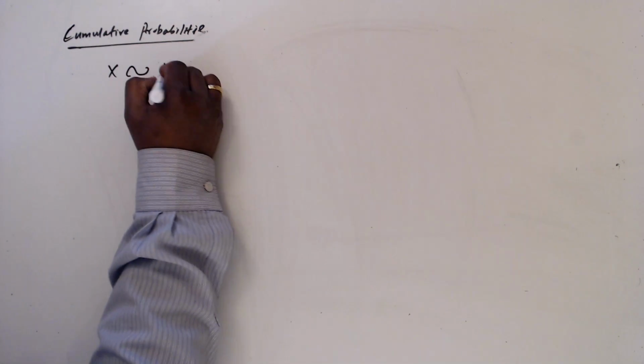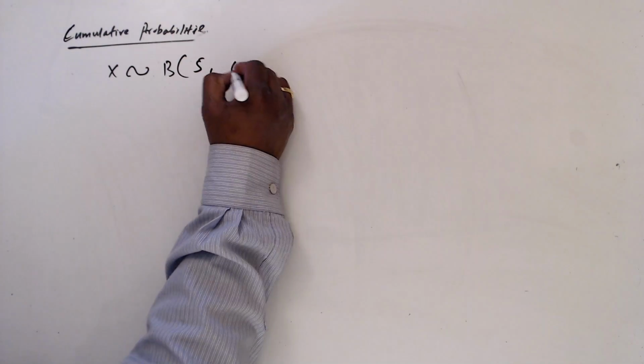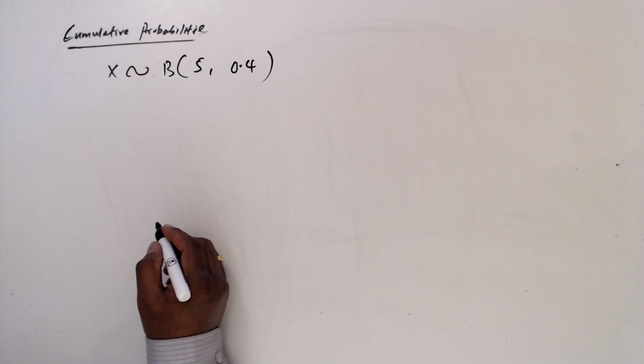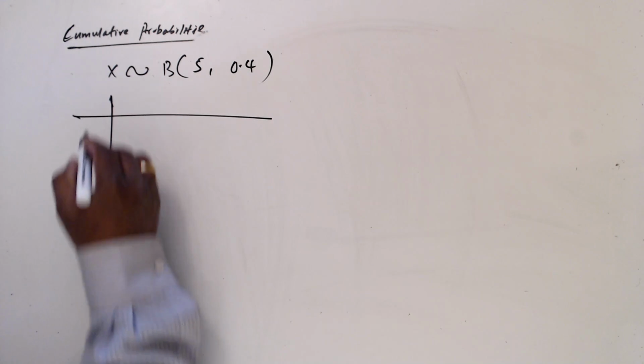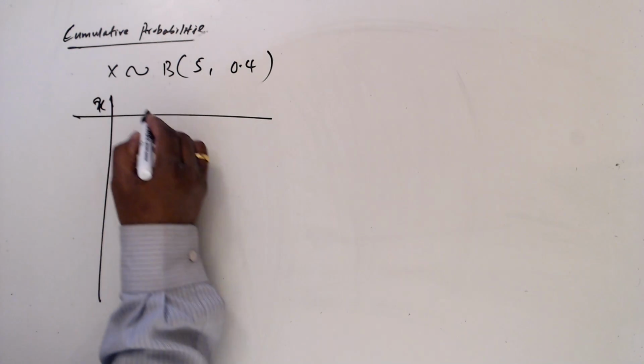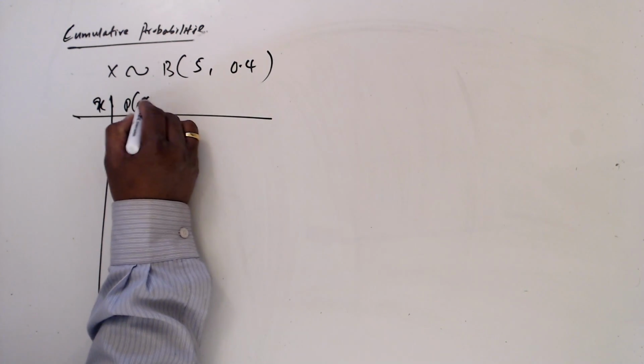We'll work out a probability variable. Assume X follows binomial 5, 0.4. So we'll write the distribution. X, probability of X equal x.